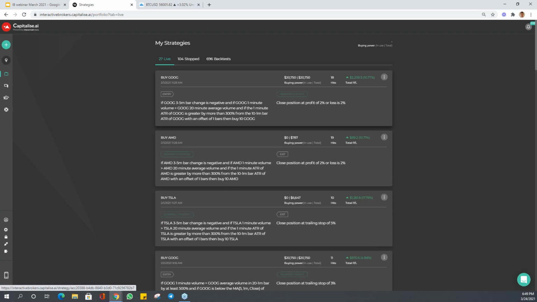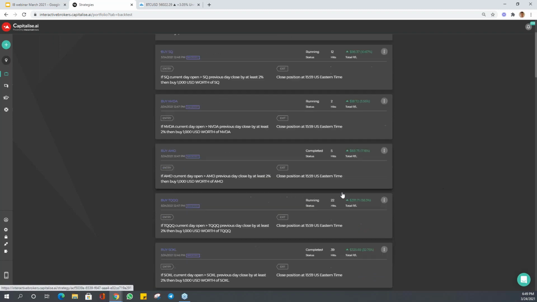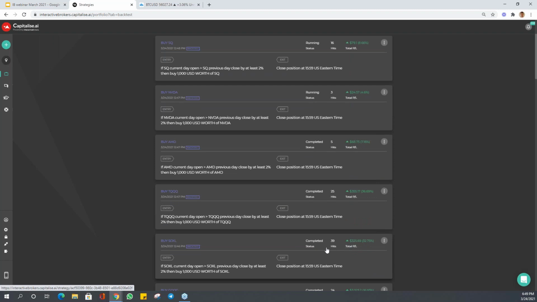Let's go to backtest. And here's the strategy that we've actually run over. So we started with SOXL, 39 hits over 30 and 32%. We got here with TQQ 36. We got 7 on AMD, 15. Oh, okay. So NVIDIA is still running. SQ is completed. That got 14 on 17 hits. 14% on 17 hits, and then 7 hits on 15.4%.